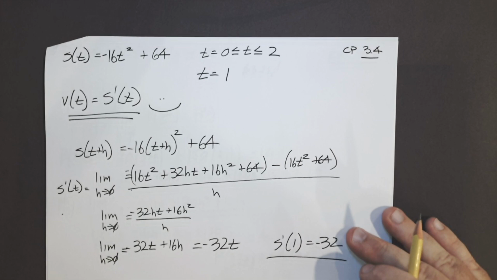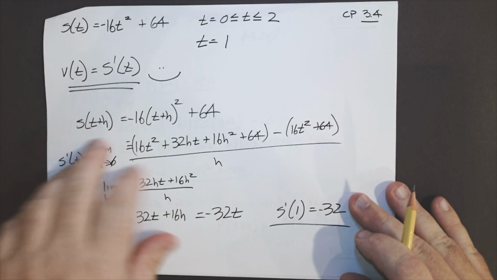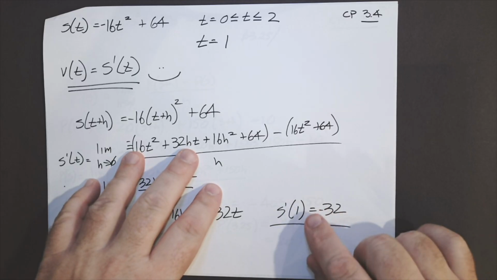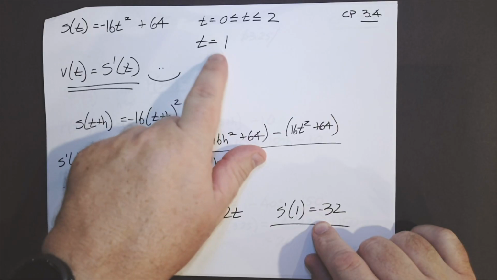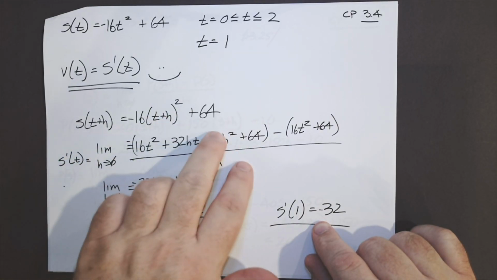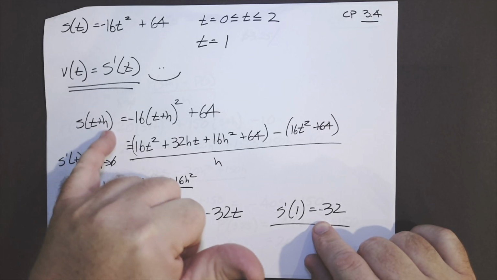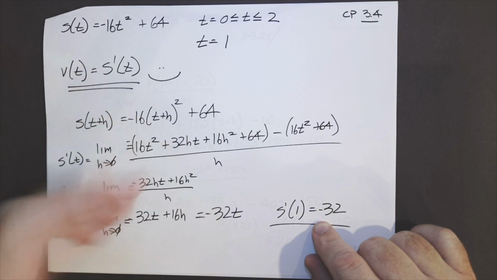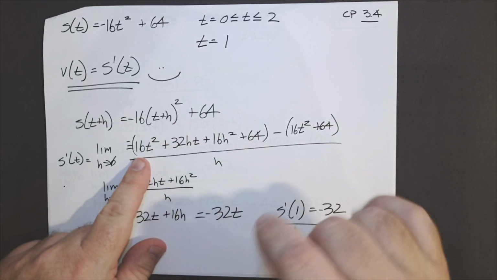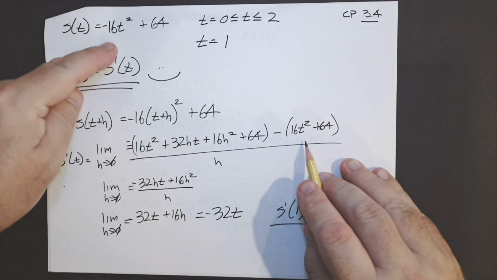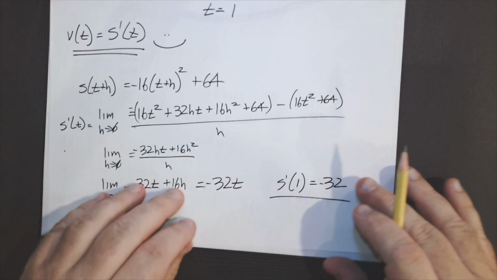So we're going to do the same thing. We're going to use our definition of the derivative to find what is the speed, the velocity, of this object at t equals 1. So I'm plugging everything in here. In this case, we're not using x's, we're using t, so it's the same process, t plus h. So this is s of t plus h, that's this whole thing, minus s of t right here. And we take the limit of that as h goes to 0.